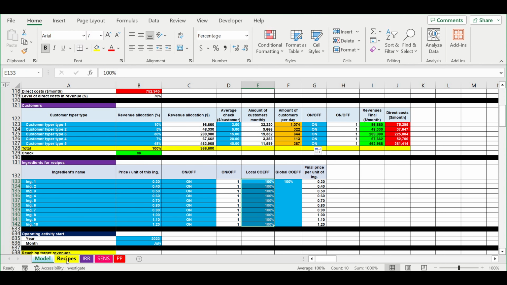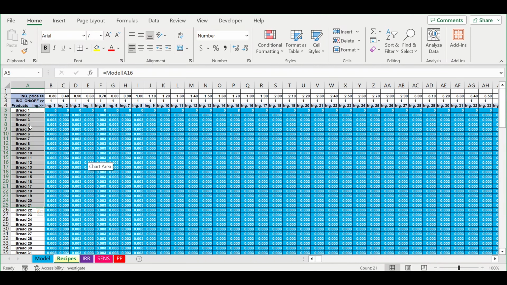Then we're jumping to the yellow tab, where we have a very important block of inputs, the recipes. Here, from top to the bottom, we have the product line.